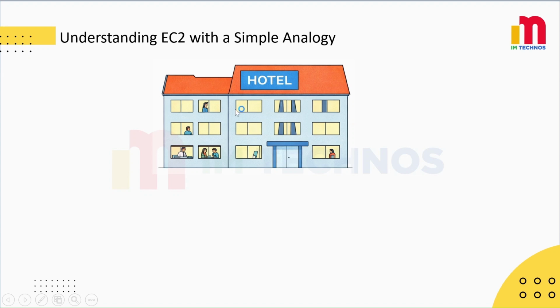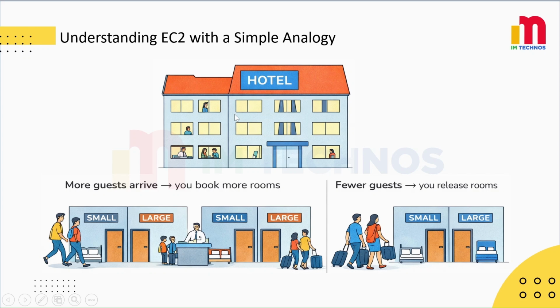Think of EC2 like a hotel. You don't build the hotel, you just book a room. You choose small or large rooms. You leave when you are done. Now think about this. When more guests arrive, you book more rooms. And when fewer guests are there, you release the extra rooms. That flexibility is exactly what EC2 gives you.